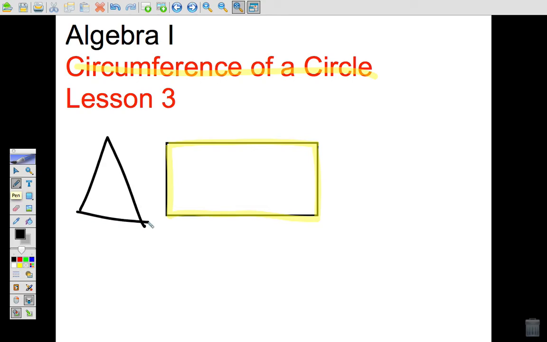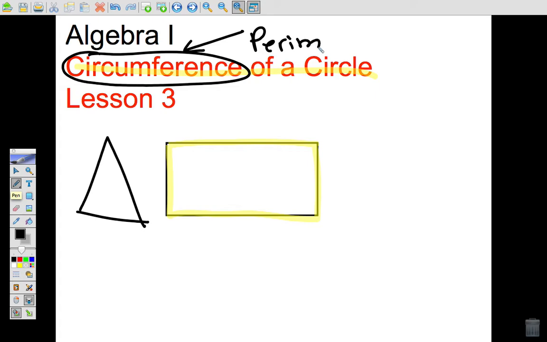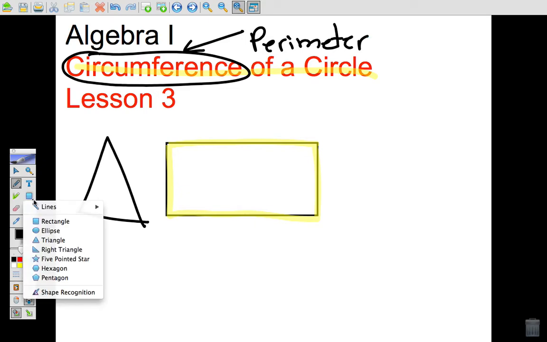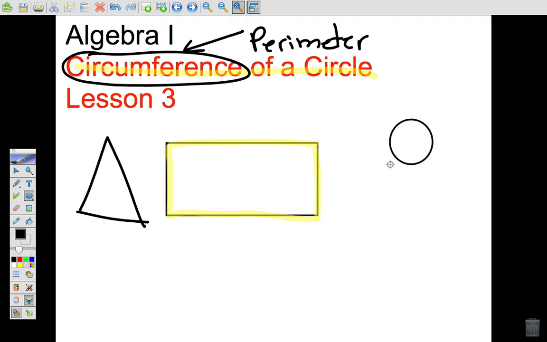Now, when we talk about circumference, circumference really does mean perimeter. It does mean the distance around a circle, but when we talk about circles, we refer to perimeter using a different term, and that is circumference. That gives us an idea that we've got to use maybe a little different approach or a little different type of formula to find the distance around a circle. So, circumference means the distance around a circle.